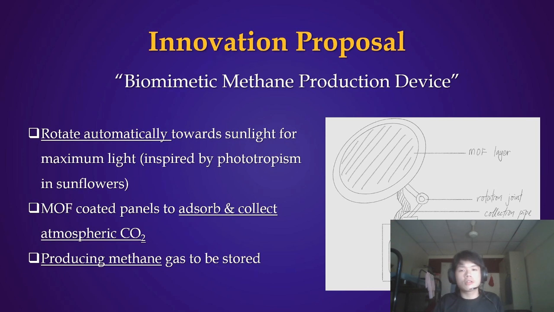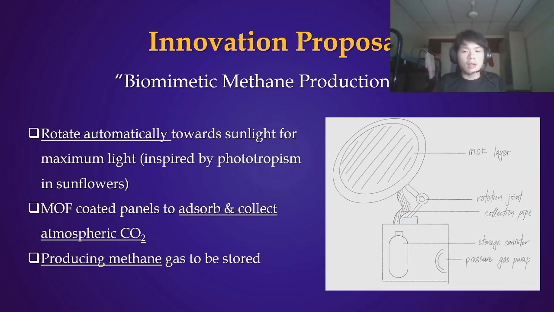Lastly, I would like to show my proposal involving artificial photosynthesis. I call this device a biomimetic methane production device. I took the idea from the phototropism phenomenon in sunflowers. This device mimics the shape of a sunflower, and the big panel here is coated with a MOF layer. This device will follow the sun direction for maximum sunlight. The MOF layer functions to absorb and collect atmospheric carbon dioxide to produce methane.